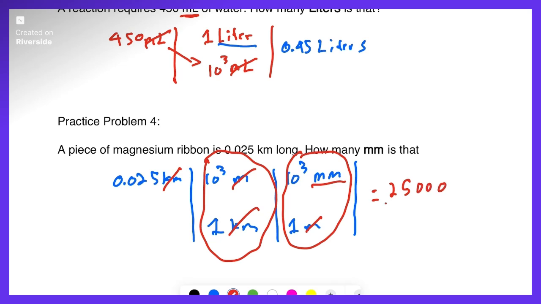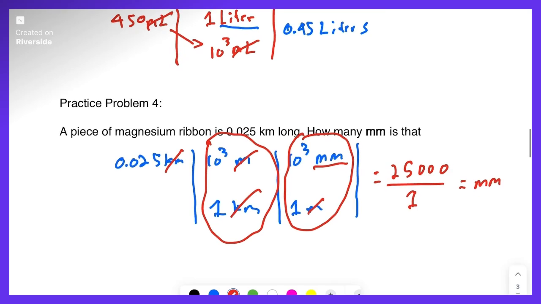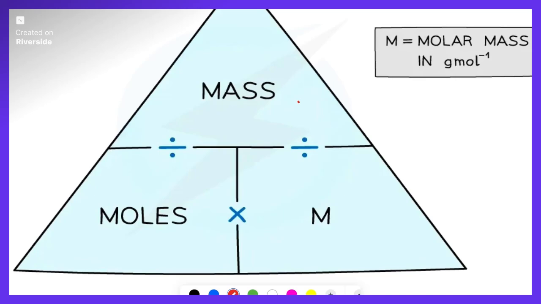Now, when we multiply 1 by 1, that's just 1. So we get 25,000 millimeters as our answer. So now that we can do basic unit conversions using the dimensional analysis method, let's look at dimensional analysis from more of a chemistry point of view.